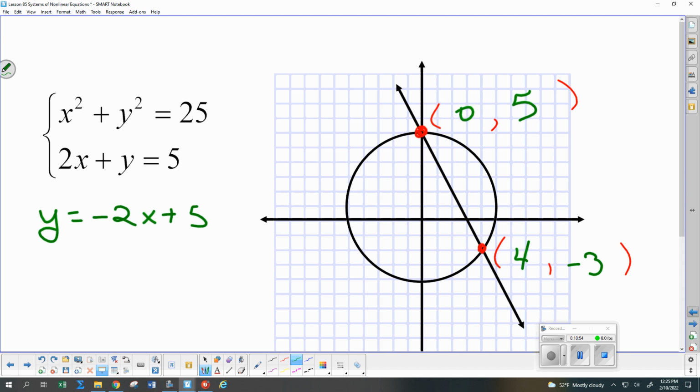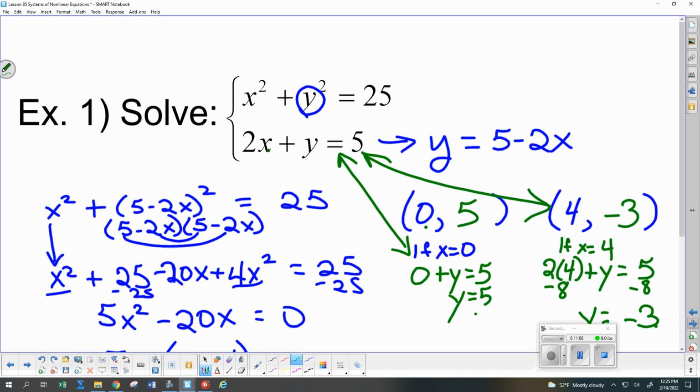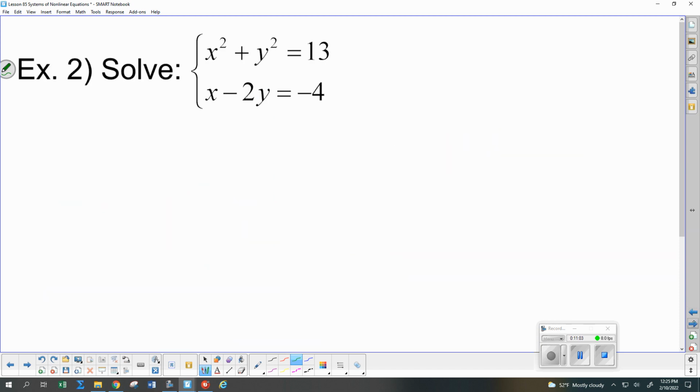And that's what's going on. Normally you don't draw the picture. I just want to do that on one to help our brains kind of make connections here. Okay, let's do one more, very much like this, but no graph.